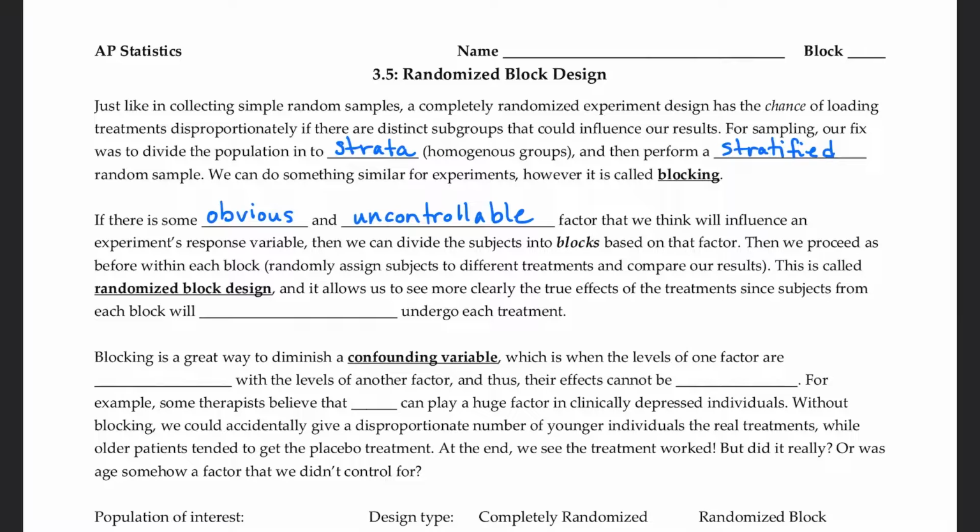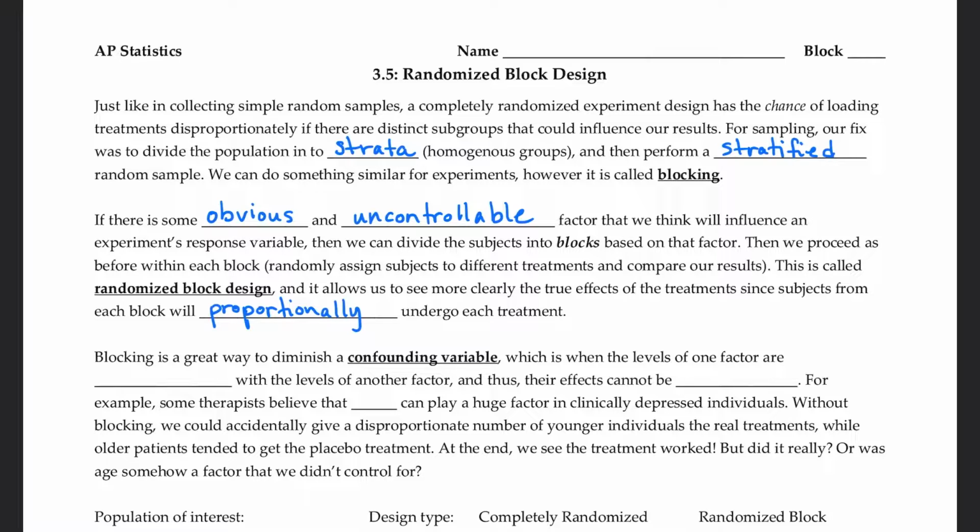So what we can do is divide the subjects first into blocks, much like we did with the sampling of strata, and then randomly assign within that. Just like with stratified random sampling, where we split it up and then do an SRS within each of the strata, here we'd split up into blocks and then create little miniature experiments within each of them. And so this is what we call a randomized block design. And it allows us to see more clearly the true effects of the treatment, since subjects from each block will proportionally undergo each treatment. So by blocking it up, we immediately get a proportional breakdown here. We avoid that issue of maybe it's just a bunch of men getting a particular treatment, or people of a certain age. So that's really important for us if we think it can affect things.